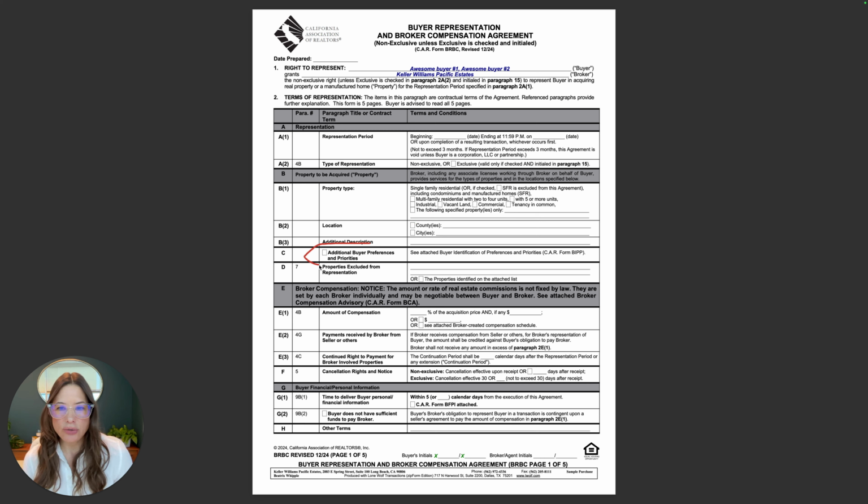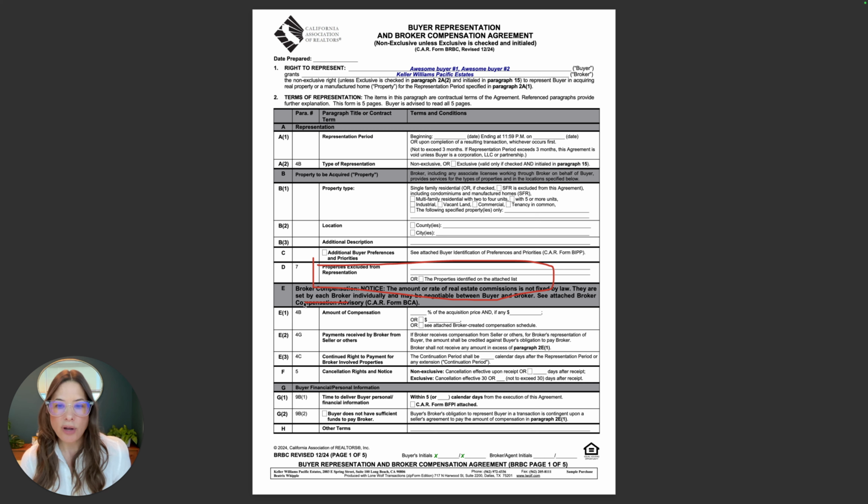I generally don't itemize this on this contract because it doesn't matter. I have notes anyway. I know what you're looking for. We've talked about it. I don't need to put it in this. Properties excluded from representation: if you have worked with another broker and you have a representation agreement with them for specific properties, they would be excluded, which is where you would identify those.